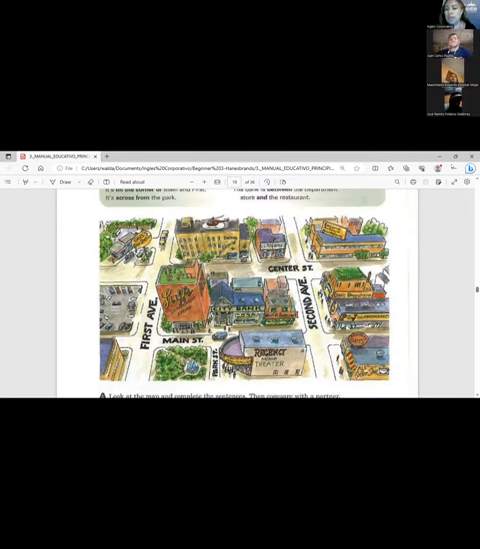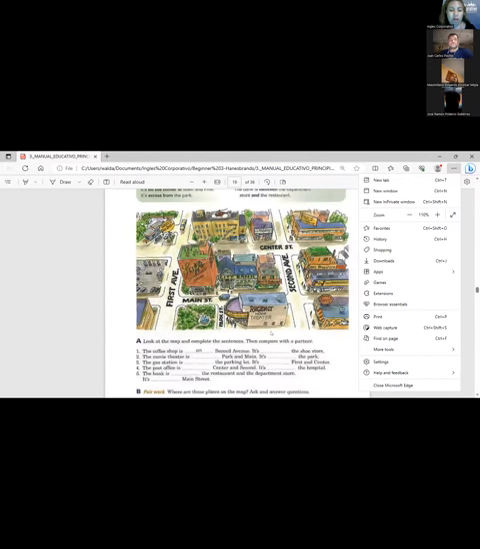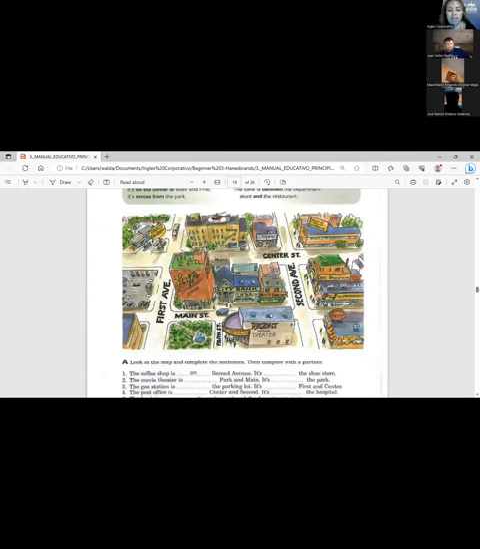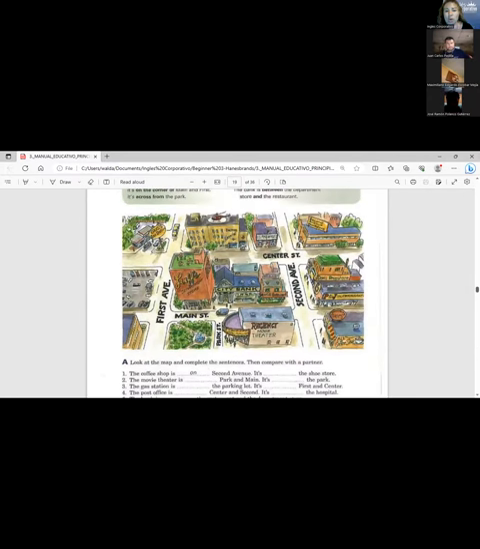So we're going to make this a little bit smaller. Oops. I don't know why it keeps on doing that. Good. So we're going to make this smaller, and you're going to continue looking at this city, town, I don't know what you can call it. And you're going to complete it. According to what you see, you're going to complete the sentences.